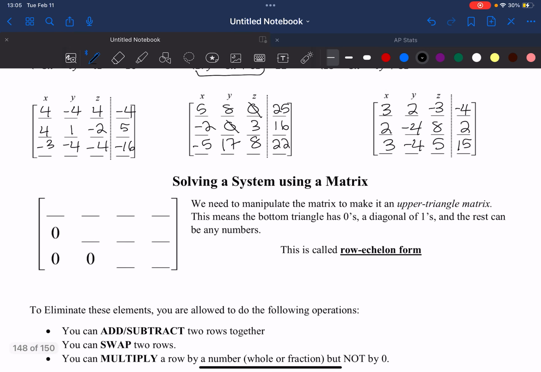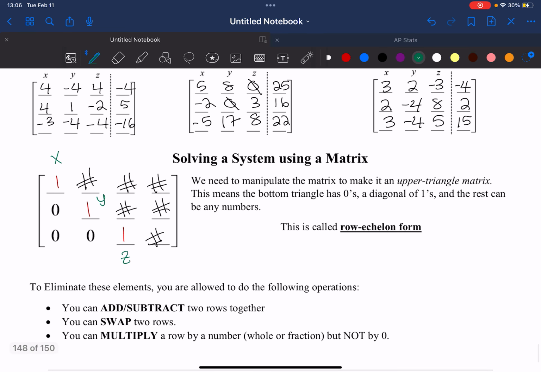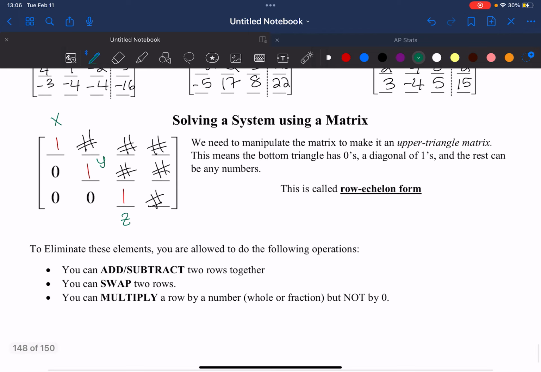Solving a system using a matrix. We need to manipulate the matrix to make it an upper triangle matrix. This means that the bottom triangle is zeros, there's a diagonal of 1s, and the rest are numbers. What these ones represent in each row is a different variable. So this is x, this is y, and this is z. Doing this is called row echelon form.